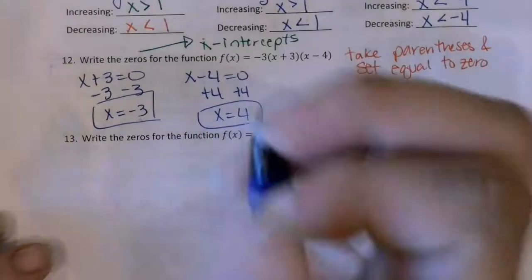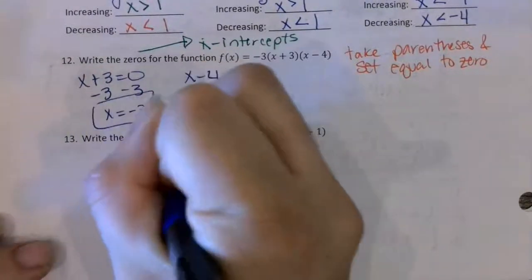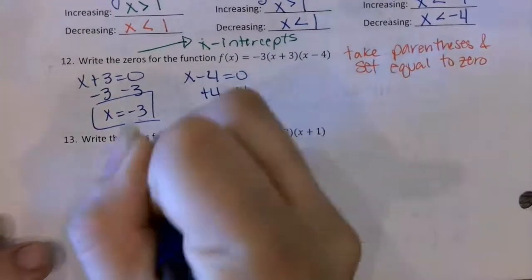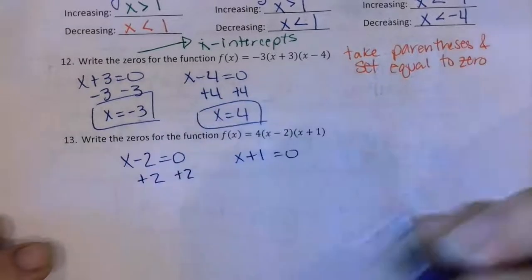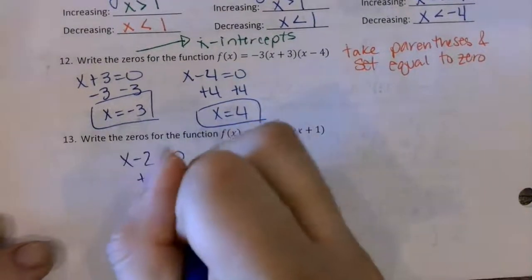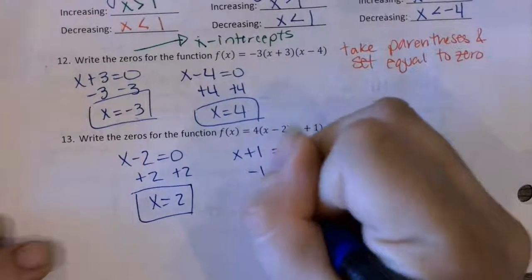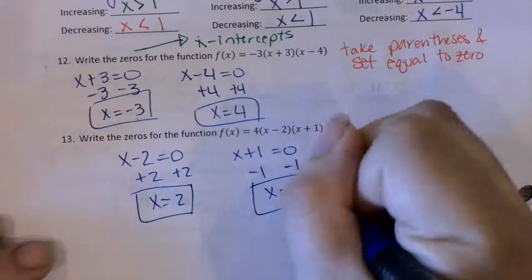Same thing for number 13. X minus 2 equals 0. X plus 1 equals 0. I add 2 on the first one. I get x equals 2. I subtract 1 on the second one, and I get x equals -1.